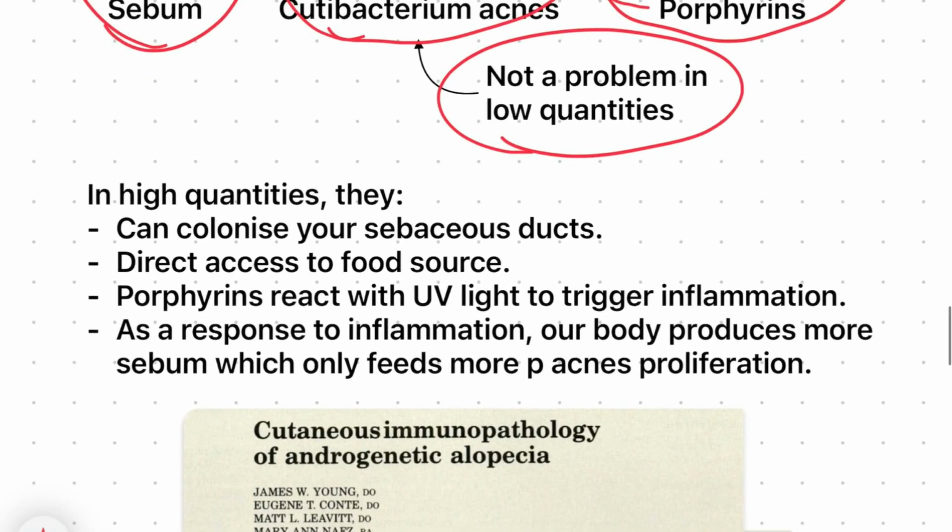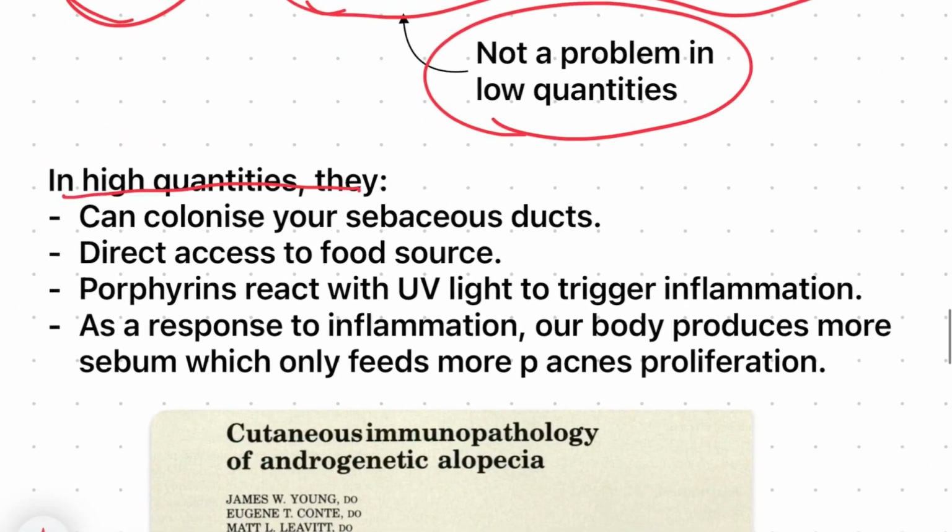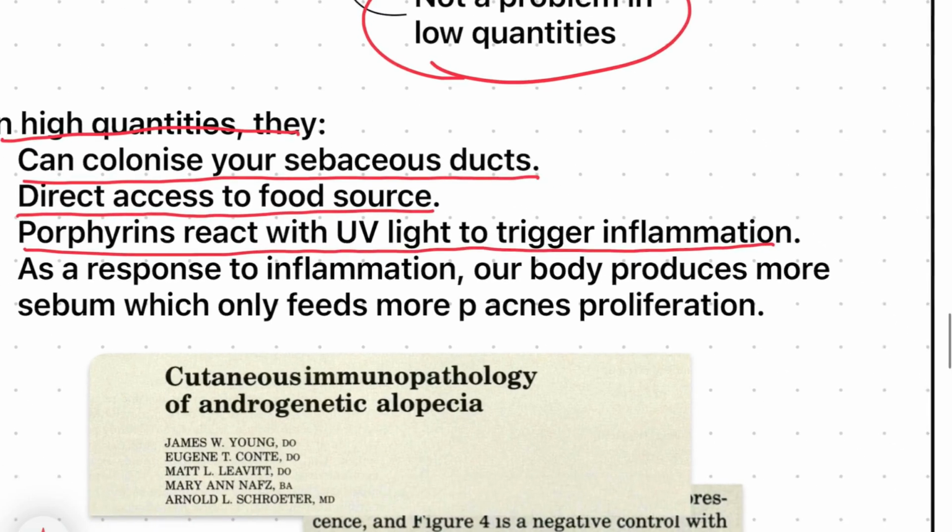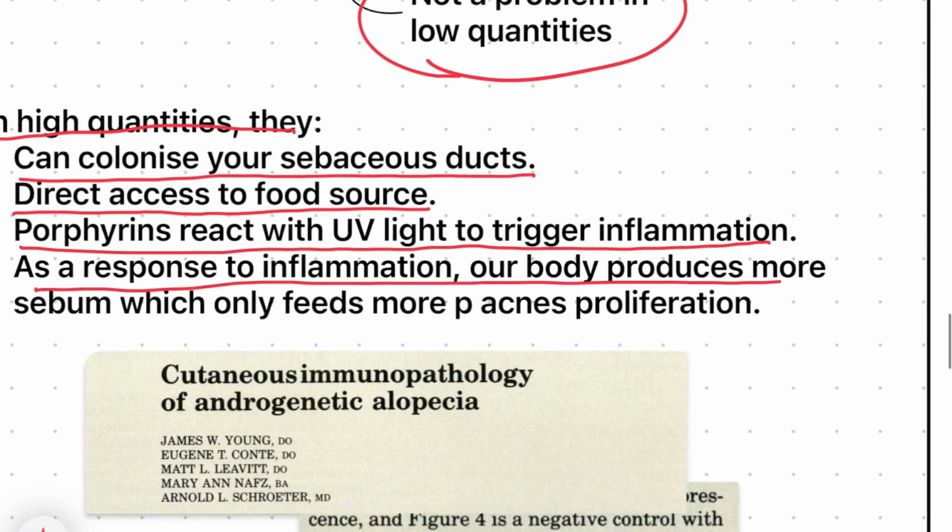our scalp microenvironment. So in high quantities, C. acnes can colonize the sebaceous ducts. This gives them direct access to their food source, and porphyrins react with UV light to trigger inflammation. As a result of inflammation, our body produces more sebum, which only feeds more P. acnes or C. acnes proliferation.